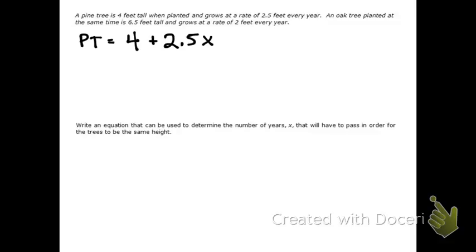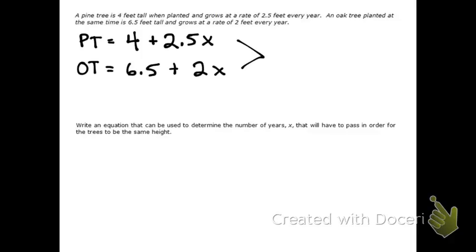Now what I want to look at is, well, what's the expression for my other tree? Let's look at my oak tree. So my oak tree here, well, that starts out at 6.5 feet tall. So there's my constant. It's starting out at that much. And this one's growing at a rate of 2 feet per year. So not 2.5. Okay, so now we have our two expressions right here. Now we're ready to start looking at it.